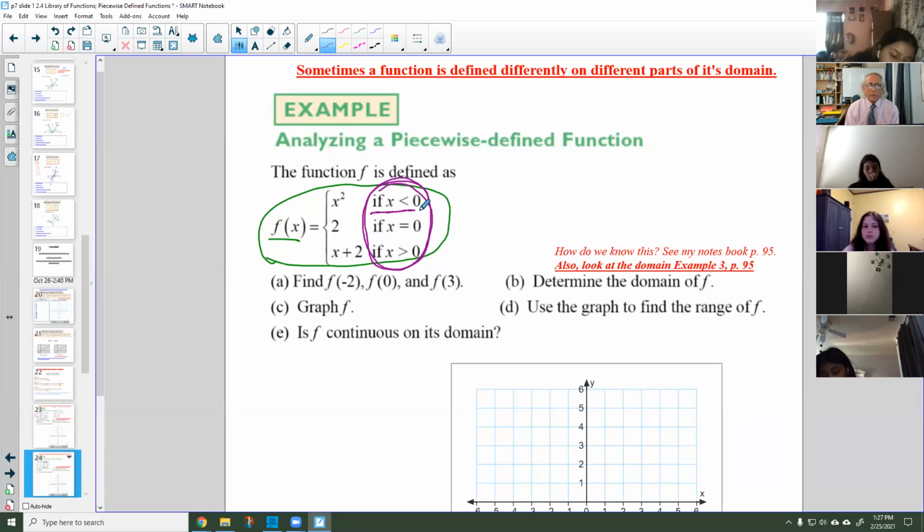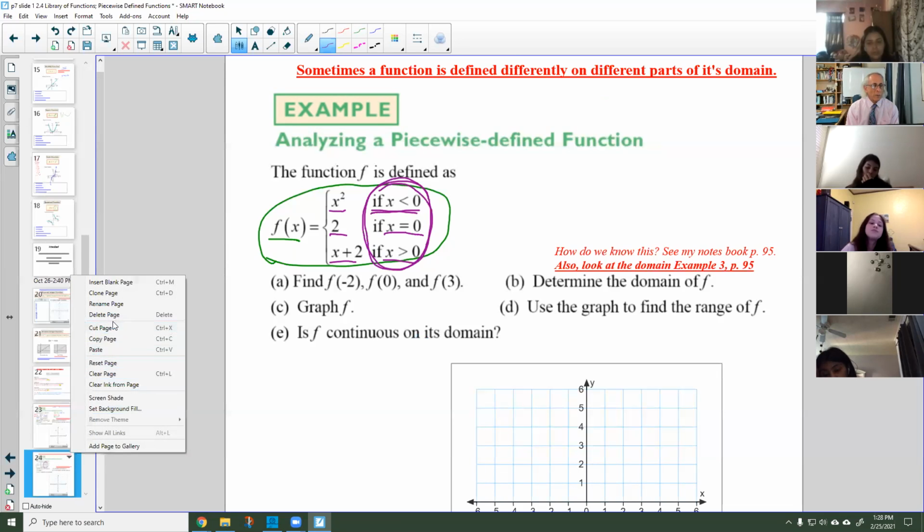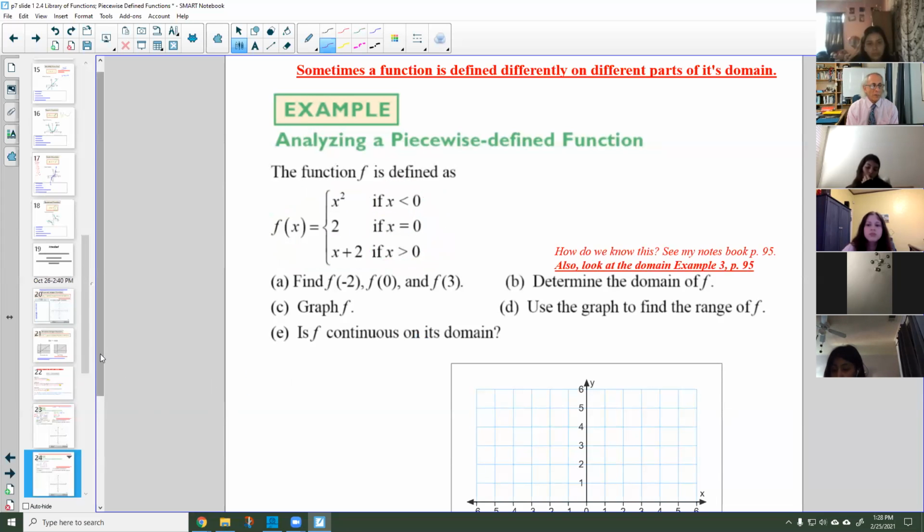This right here is telling me that the piece of the function that is x squared has a domain of x less than 0. And the domain of the piece of the function that is 2 is just x where x is equal to 0. And the domain of the piece of the function that is x plus 2 is for all the x's greater than 0. So I am going to use our trusty number line to determine the domain of this function.